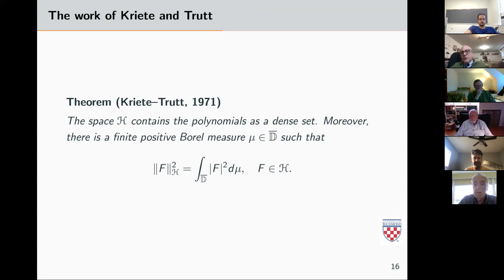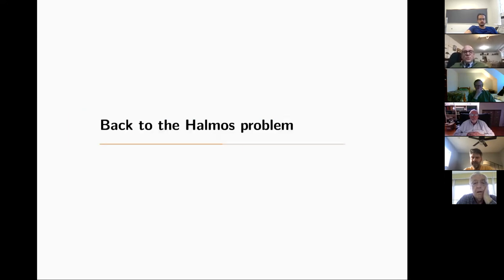By the way, this will show the subnormality of the Cesaro operator, because multiplication by 1 minus z on P2 mu has an obvious normal extension, multiplication by 1 minus z on L2 of mu. So multiplication by 1 minus z is going to be subnormal, and if you're unitarily equivalent to a subnormal operator, which in this case the Cesaro operator is, then you're a subnormal operator. So that's how Kriete and Trutt showed that the Cesaro operator is subnormal.